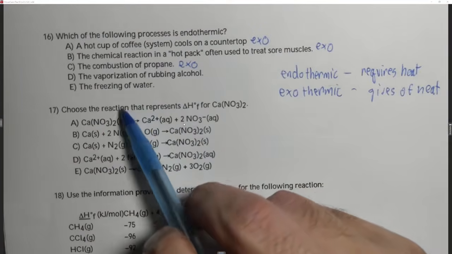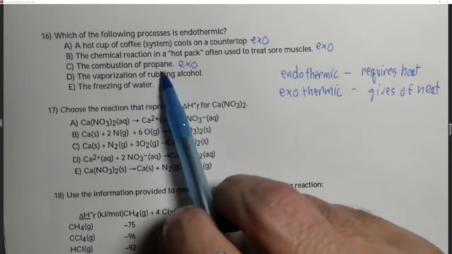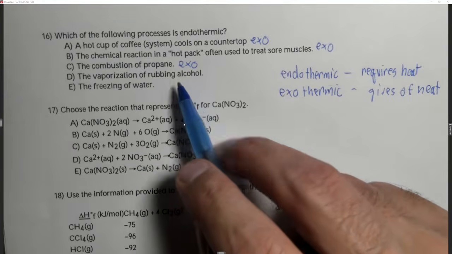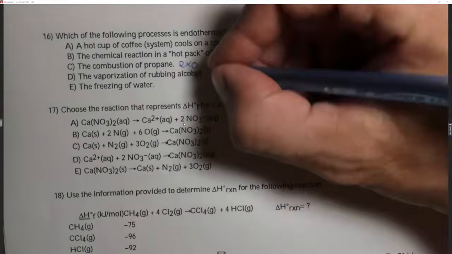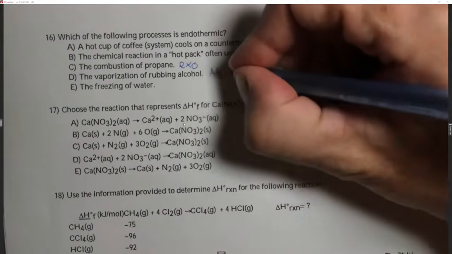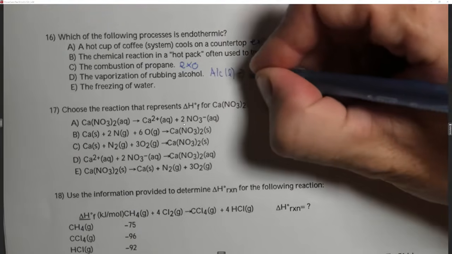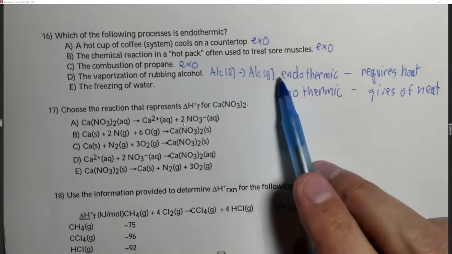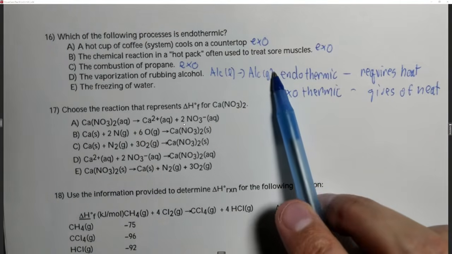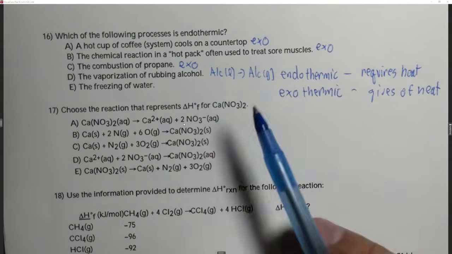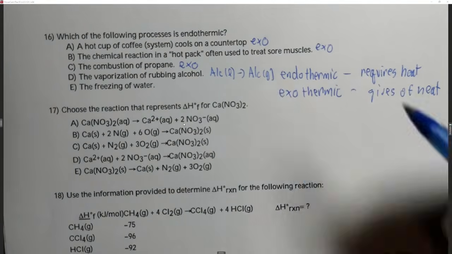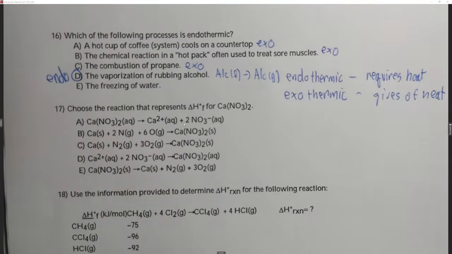The vaporization of rubbing alcohol. Whenever you have phase changes, like vaporization or, in the next one, freezing, I suggest you write them as a chemical reaction. So vaporization means we have alcohol as a liquid forming alcohol as a gas. If we want to turn something from a liquid to a gas, do we have to put heat in, or do we have to take heat away? Well, if you want something to go from a liquid to a gas, you have to put heat in. So this is your answer, and this one is endothermic.